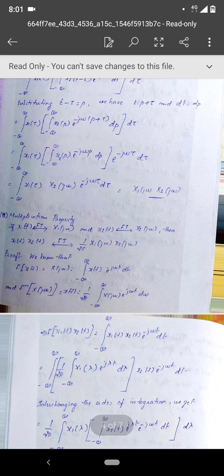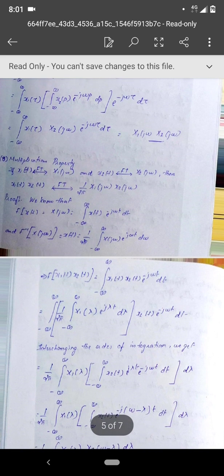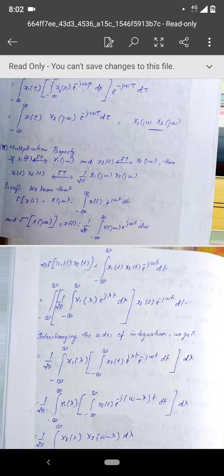So in the same sense, you can easily understand what the multiplication property is. That is, what happens if you multiply. Okay, sorry, there is a mistake there. That is 1 by 2 pi. You please correct that. That is, if x1 of t tends to x1 of j omega, and if x2 of t tends to x2 of j omega, then if you convolve two signals in the frequency domain, that is why I told you there is a mistake. It is nothing but 1 by 2 pi x1 of j omega convolved with x2 of j omega. There is a star sign coming between x1 of j omega and x2 of j omega. By mistake I have left it out.